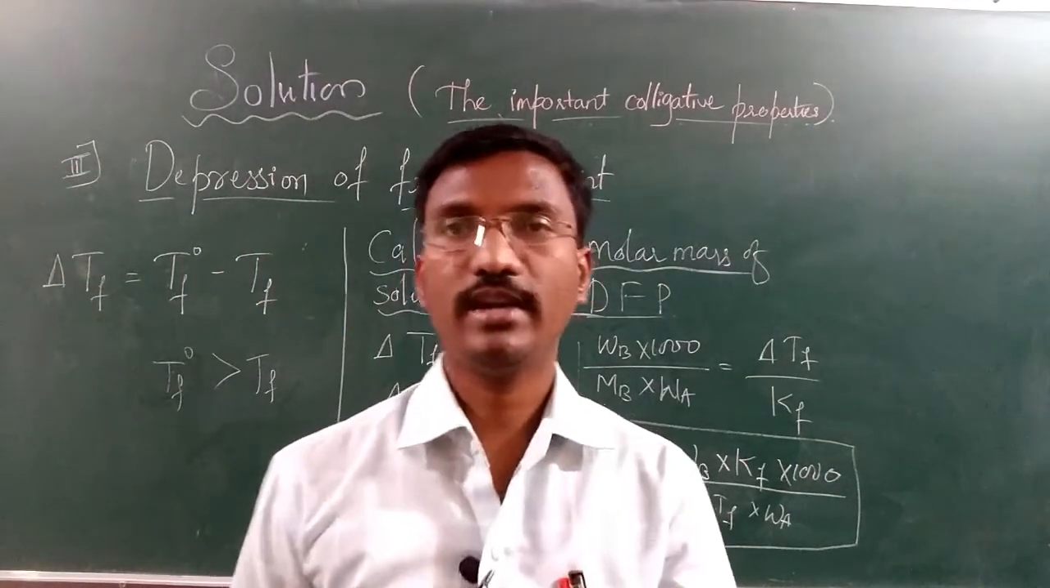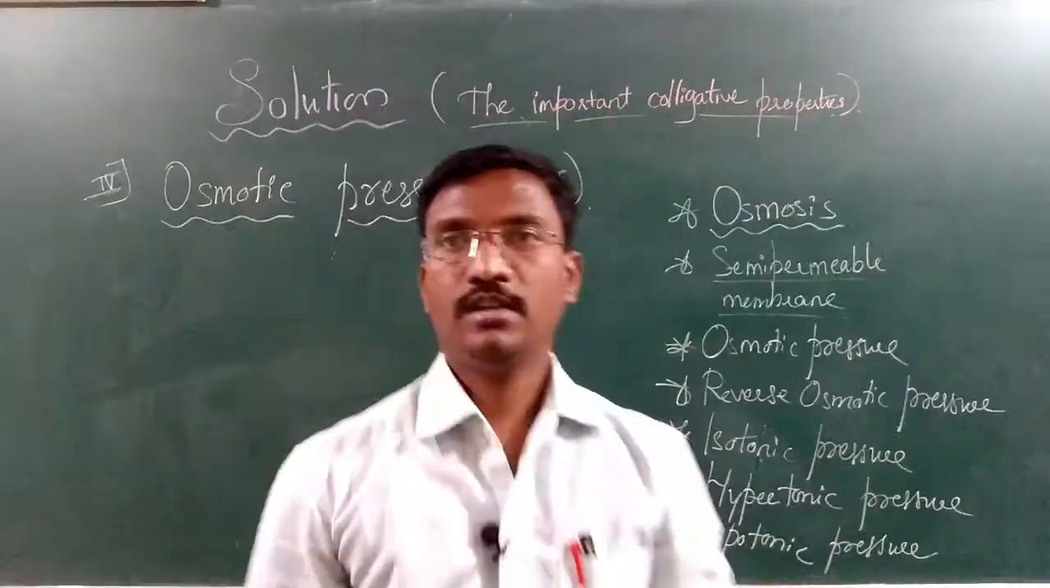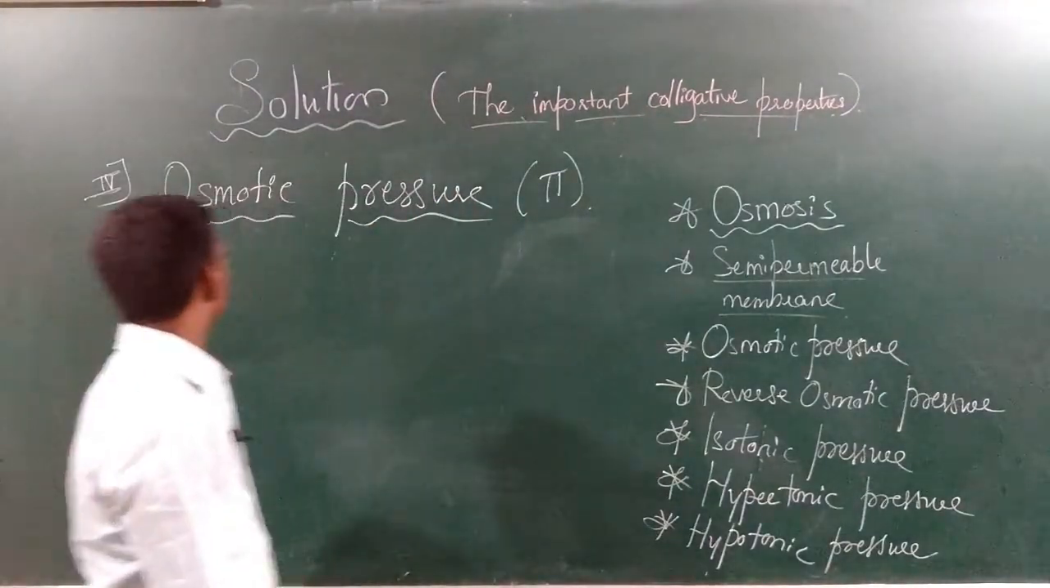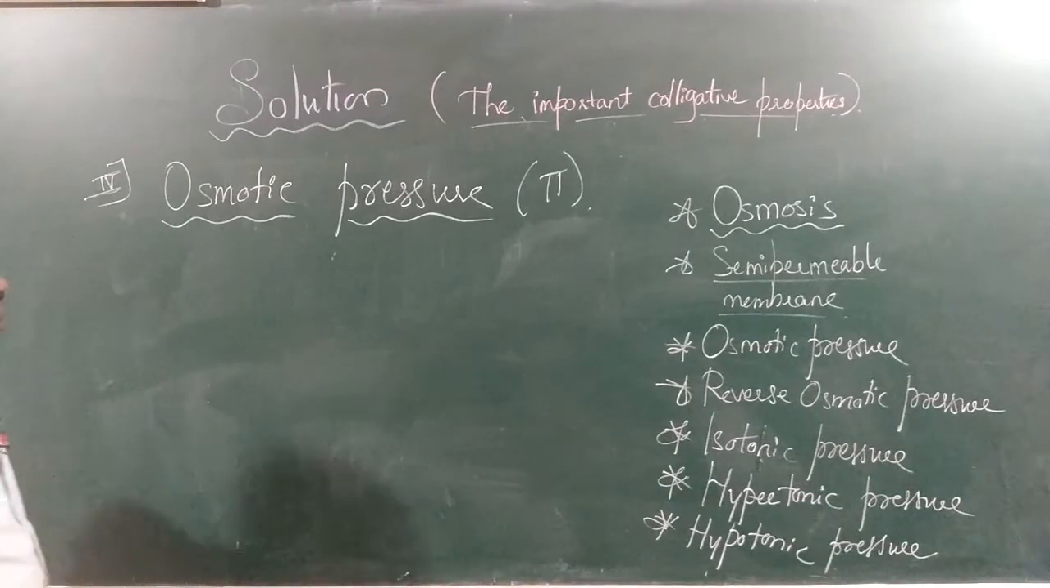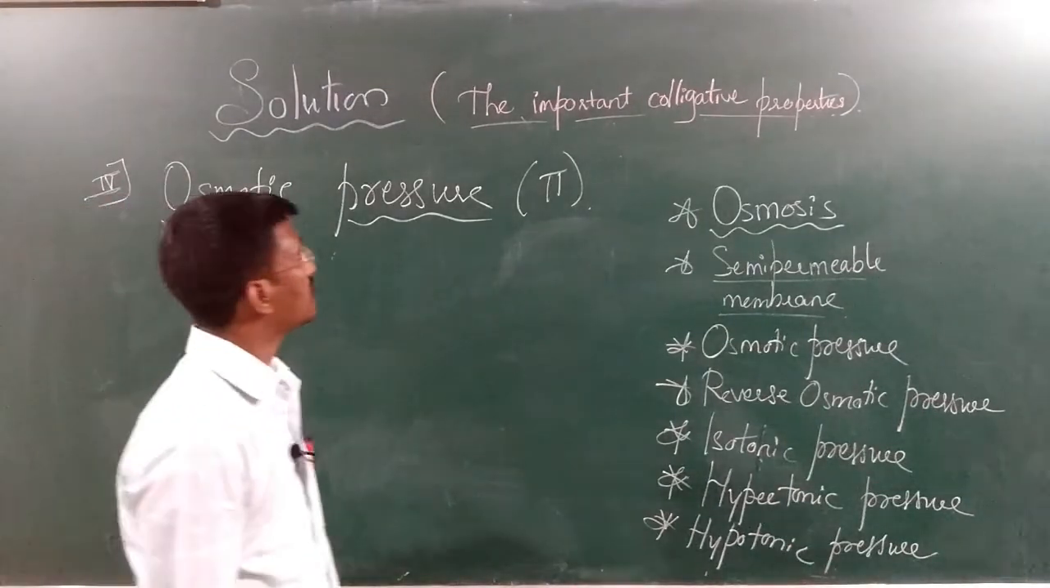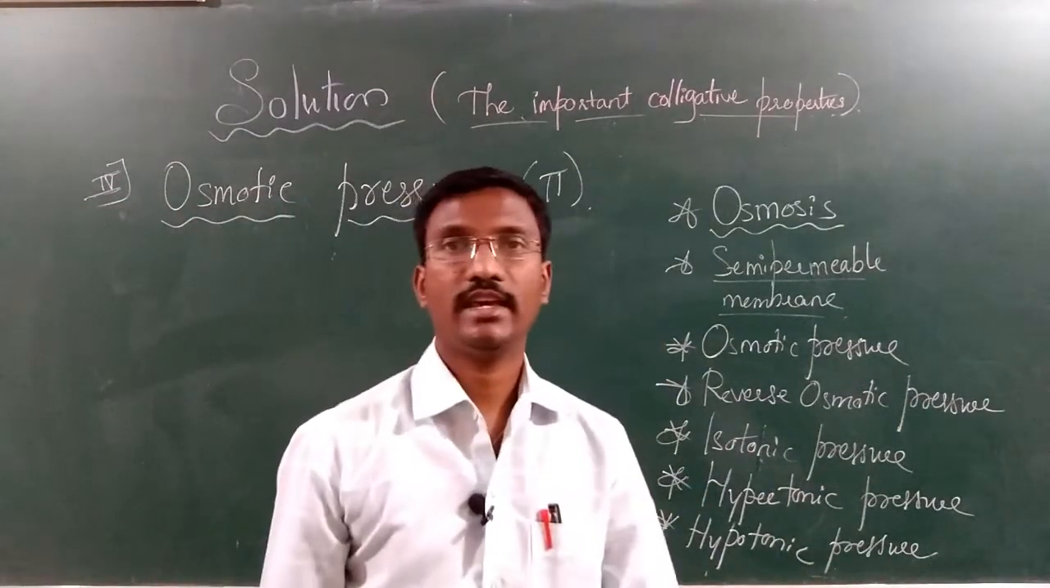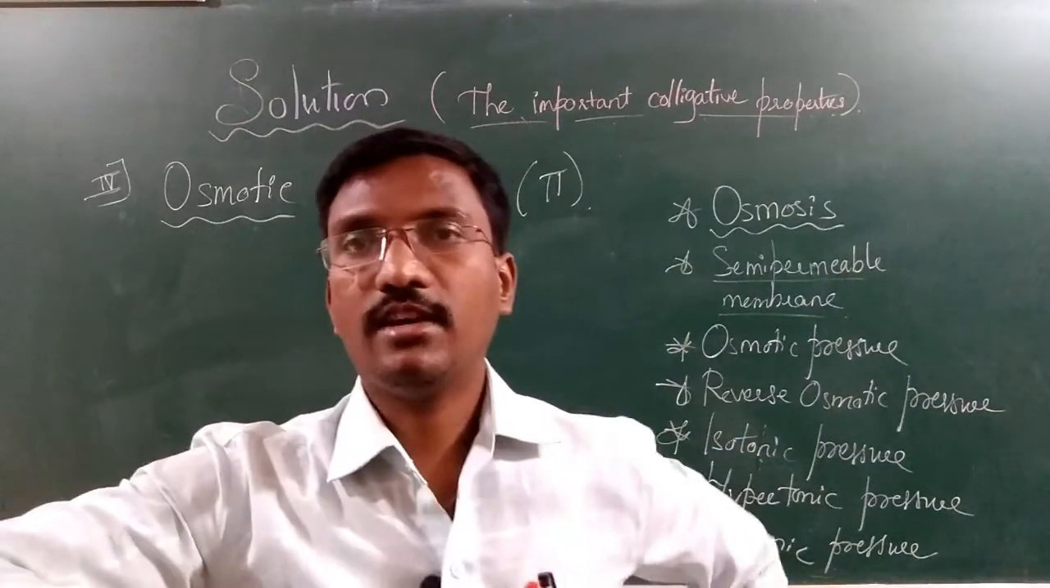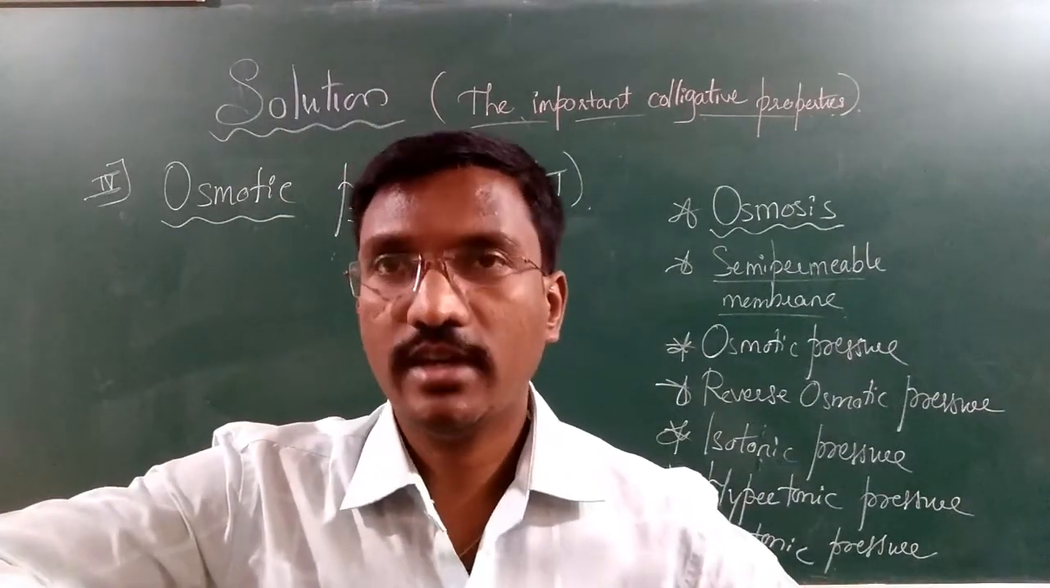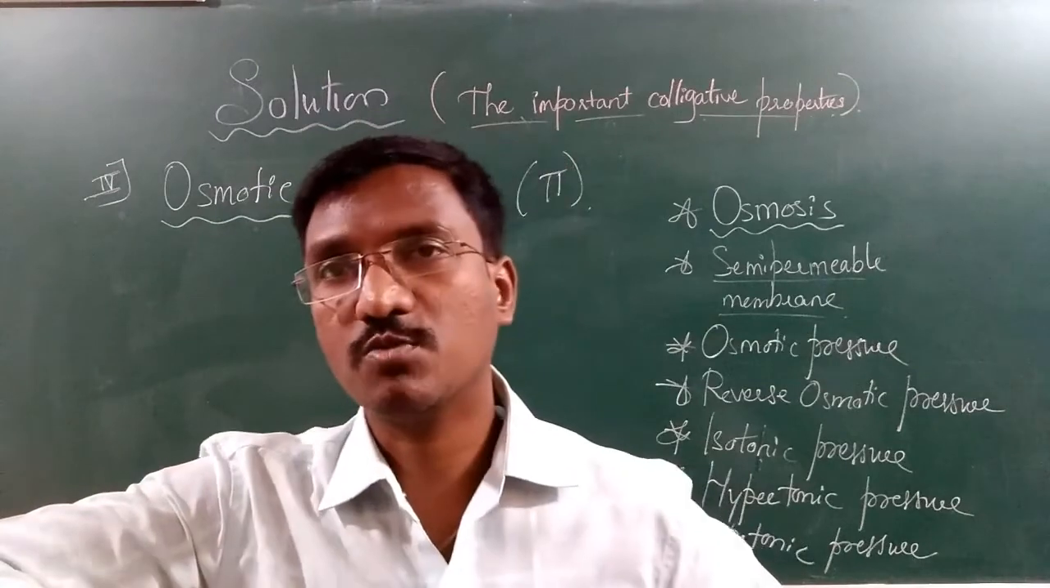And the fourth one is osmotic pressure. The last one is osmotic pressure. So here the osmotic pressure is the last colligative property of the four properties. So what is that osmotic pressure?